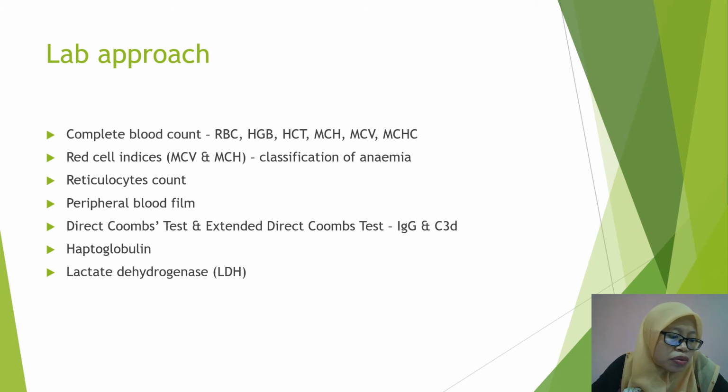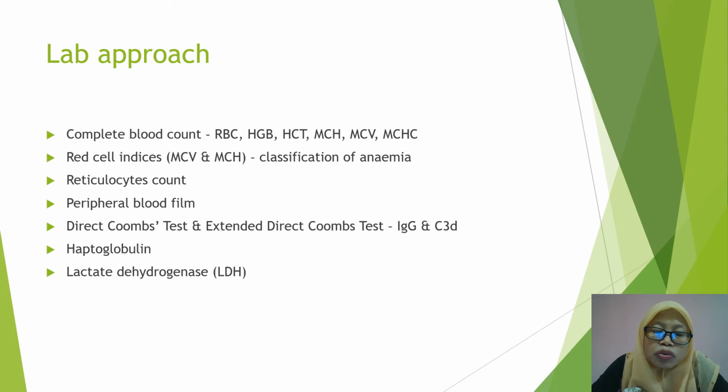Okay, we move on to the lab approach in performing diagnosis of AIHA. The first important test that is needed to rule out anemia is the complete blood count. From this test, we are able to know whether the patient is anemic or not through the RBC and hemoglobin value. If the patient's RBC and hemoglobin are lower than the reference range, it suggests that the patient has anemia. The next important thing is to know the red cell indices, the MCV and MCH.